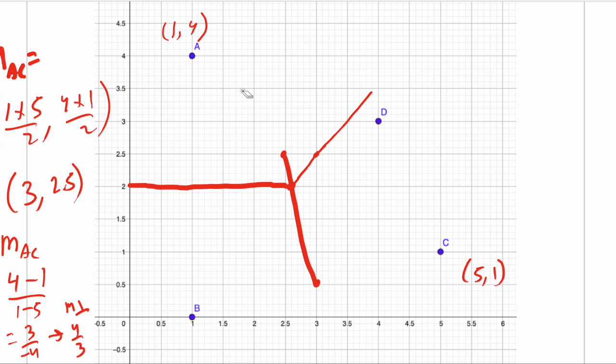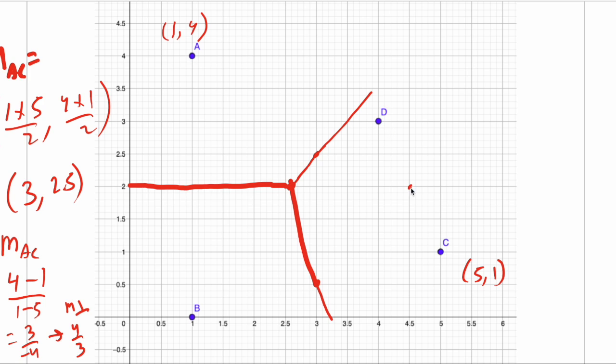Alright, so let me change my eraser. So this is what the Voronoi diagram would look like for 3 sites. Okay, so if we incorporate D now, we can get the resulting Voronoi diagram for 4 sites.